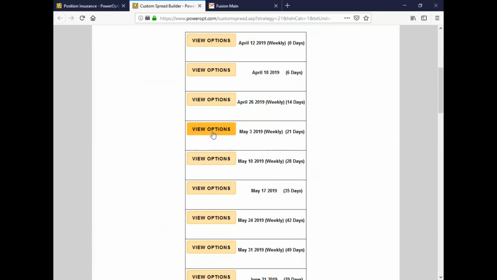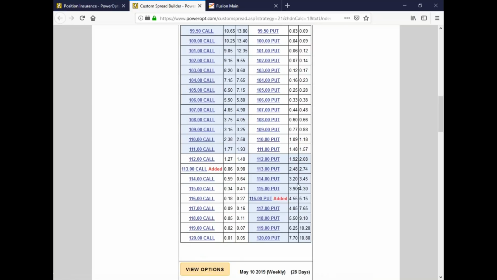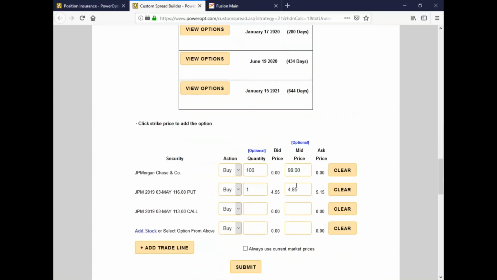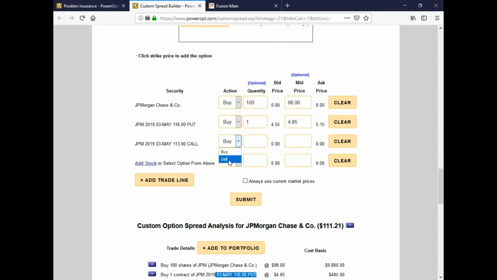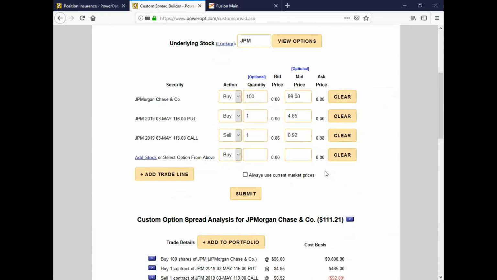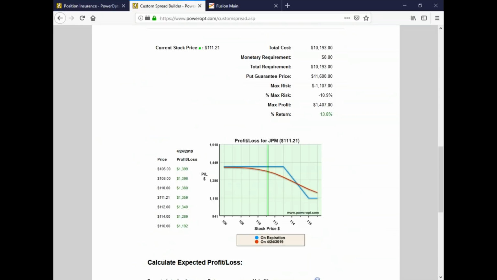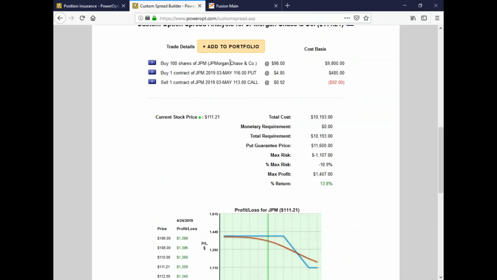I could go out 21 days, give myself some room and say, hey, let me sell that 113 call for about 92 cents. Now, what's the problem? Well, you get another hedge here to generate income. You've protected the position to lock in almost 90% of what you expected. What did you expect? You expected an unrealized profit of 13.5%.